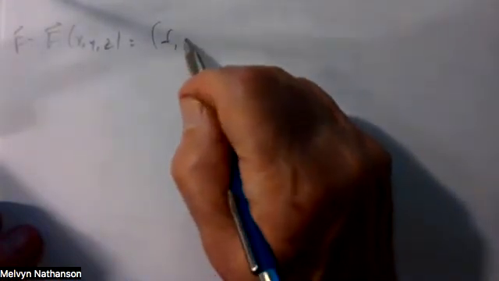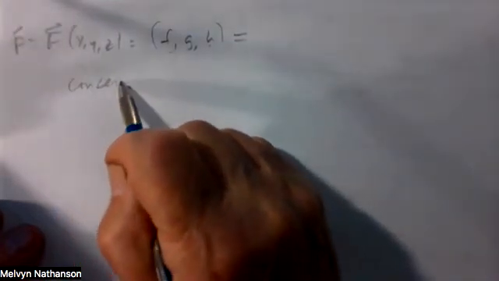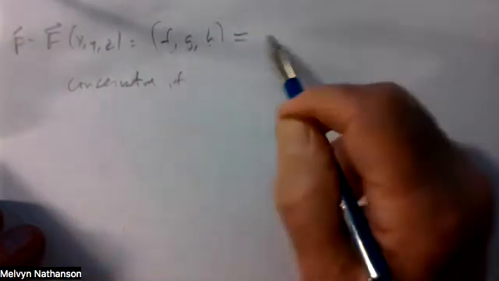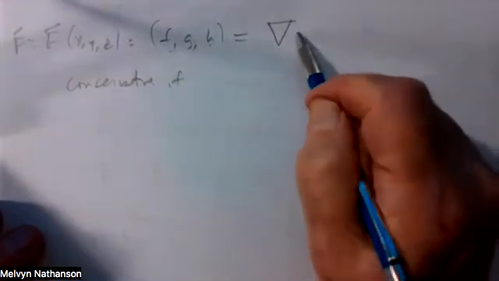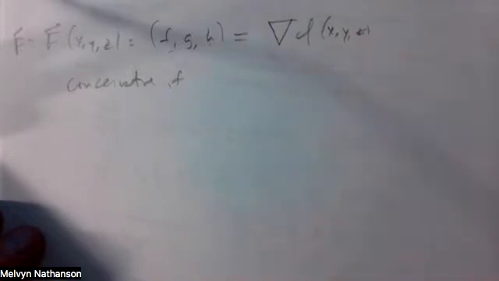So suppose we have a vector field in 3 variables, F of x, y, z. So this is going to be a 3-dimensional vector. The first coordinate will be F, second G, third coordinate H, where these are functions of x, y, and z. And this is conservative if this is the gradient of some scalar function phi of x, y, and z.